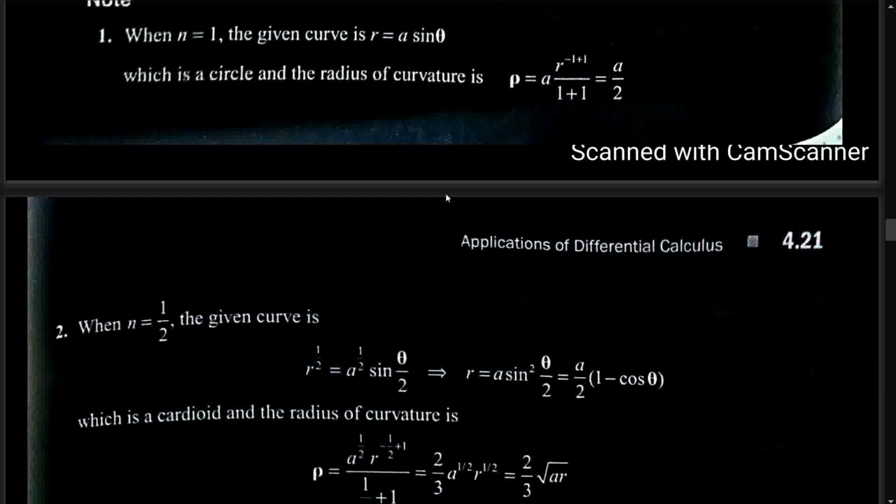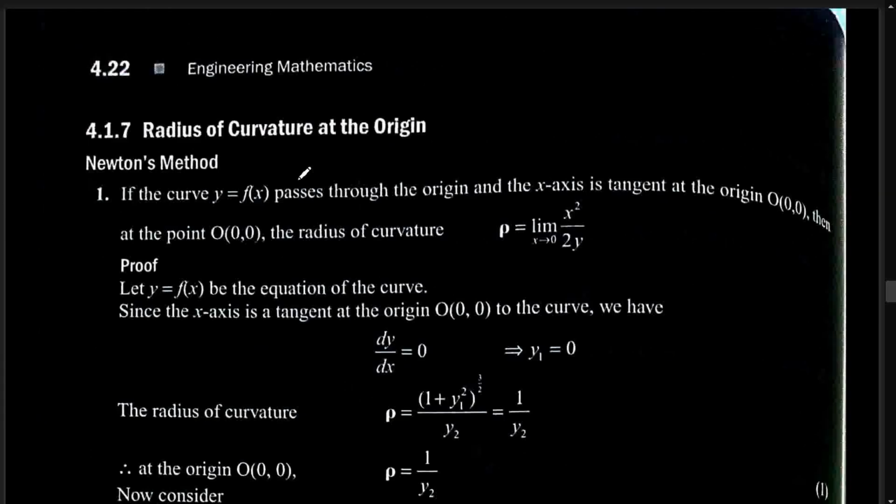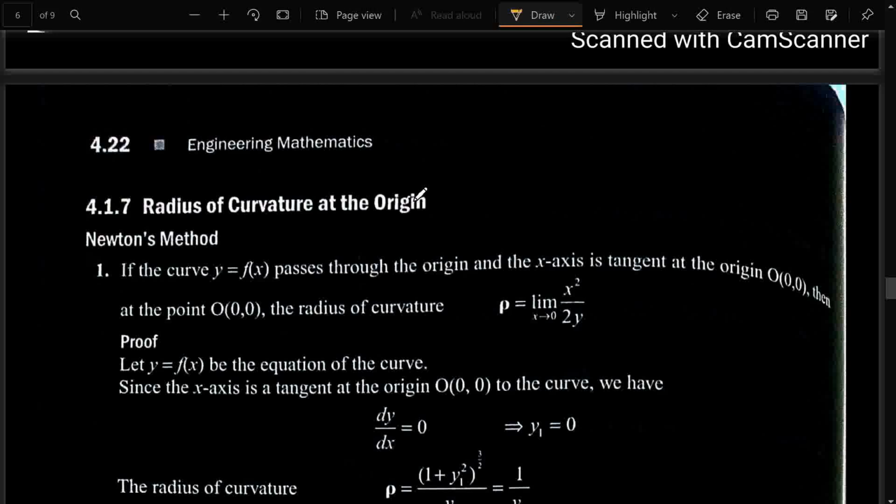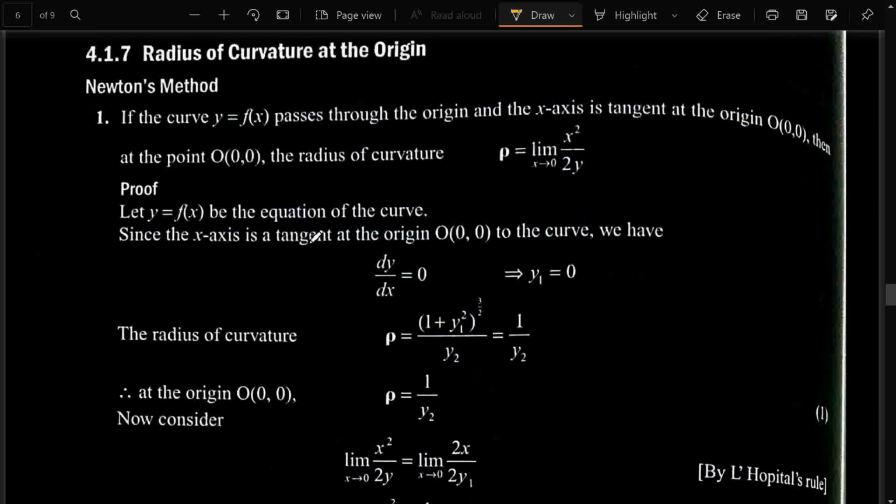So now we are going to another concept, which is radius of curvature at origin. Sometimes it may be easy. In a straightforward method, you can find it out using the previous method, keeping the point as (0, 0). But sometimes it may not come as easy questions. So at that time, you have to follow this type of approach to solve that kind of questions.